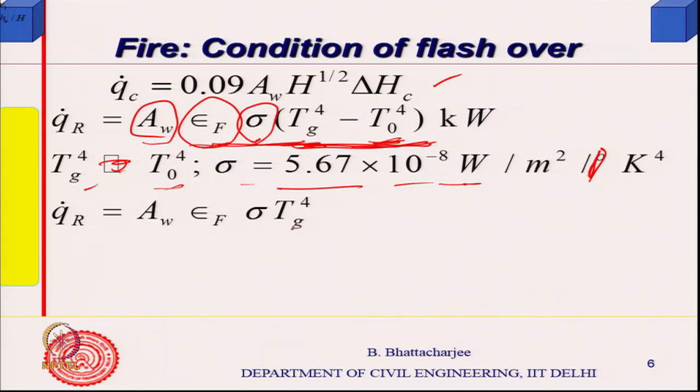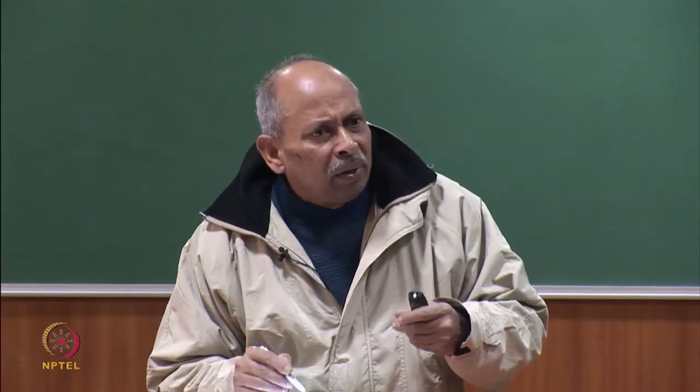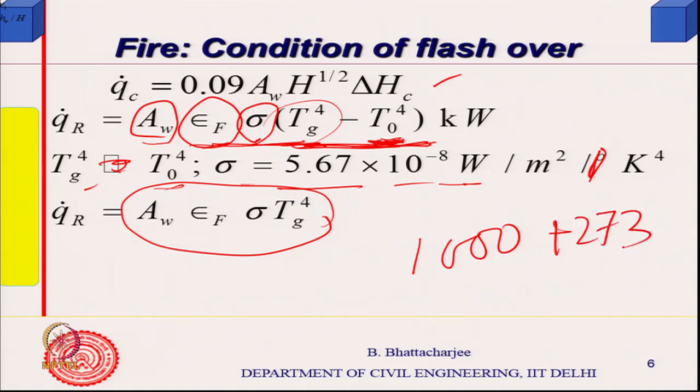So, one can simplify this a little bit, by taking this value nearly, if I am interested in rise over ambient, so I might take this datum point as T0 itself, and one can write in terms of the amount of heat going in is proportional to this, because this will be small compared to this, which will be 1000 plus 273, let us say.